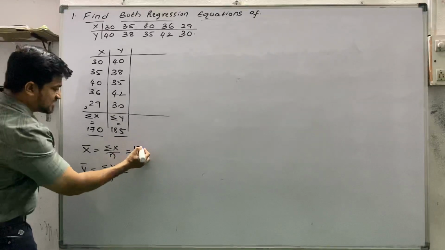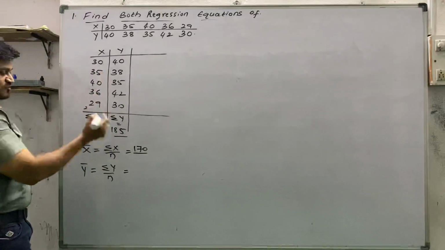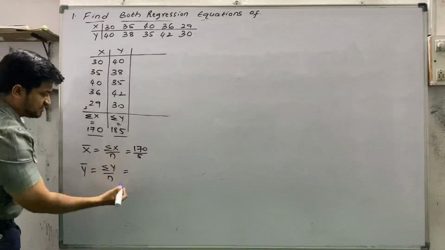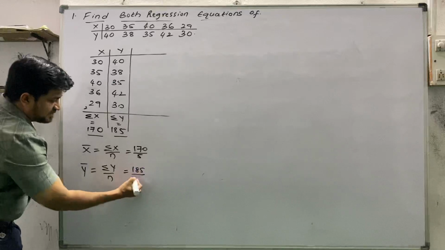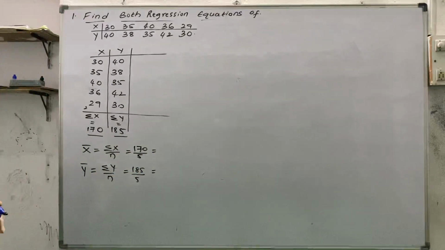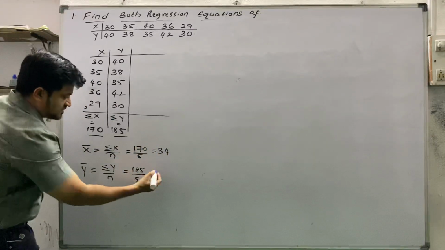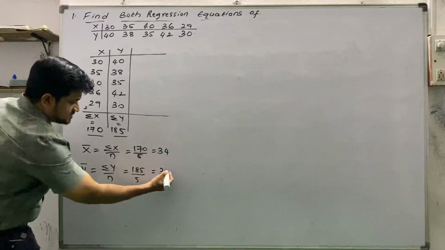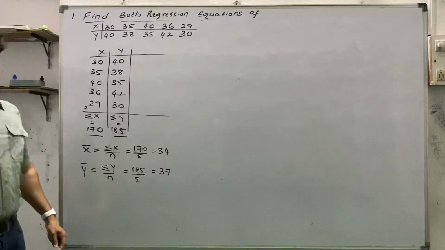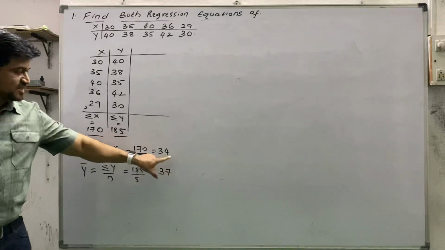So sigma x is 170 divided by the number of values given to us. 1, 2, 3, 4, 5 values are there, so n is equal to 5. 185 divided by 5. Now how much? 34. Then this one, 5 3s are 15, 5 7s are 35. Now we have to check whether we got decimal values for these or not.